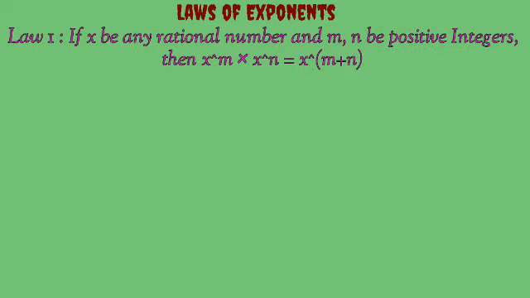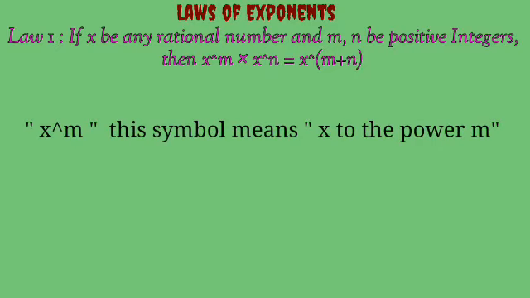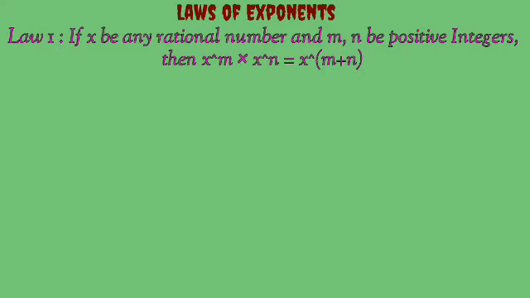What does it mean? If we have to multiply two numbers x to the power m and x to the power n, where the base is the same rational number x and the powers are different, m and n, then the product will be x to the power m plus n, that is, the base will be the same and the powers will be added.